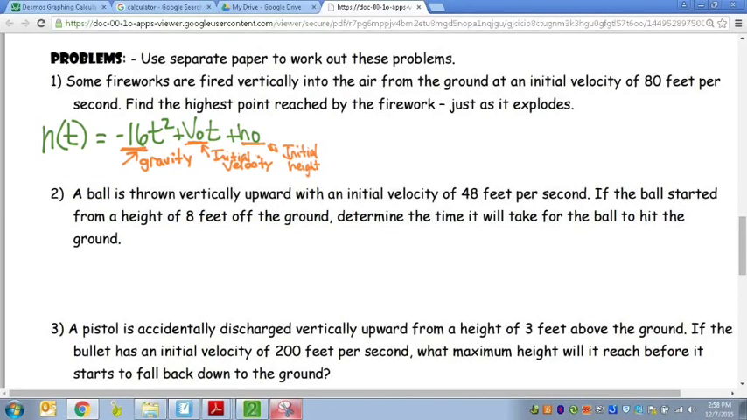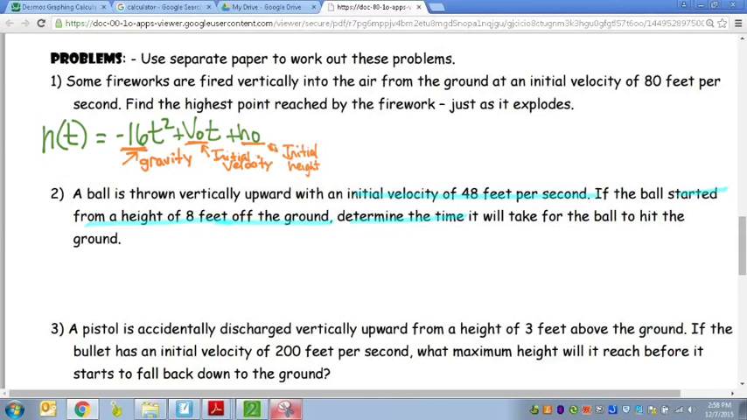All right, number 2. A ball is thrown vertically upwards at initial velocity. Ooh, that sounds important. Initial velocity of 48 feet per second. If the ball started from a height of 8 feet off the ground, determine the time it will take for the ball to hit the ground. Okay, so we want to determine the time. That's eventually what we want to do.